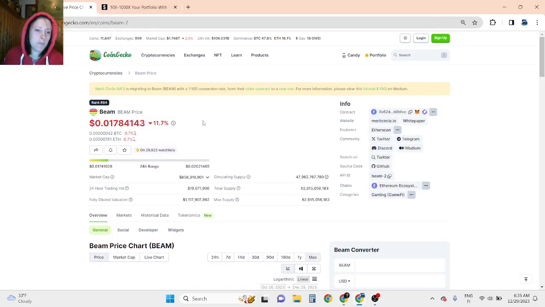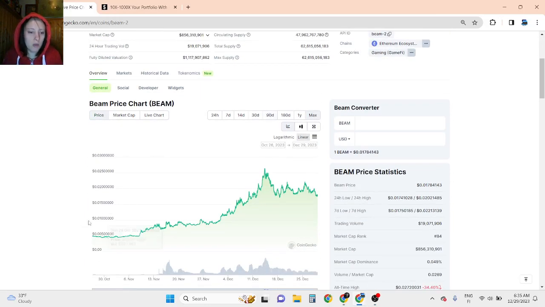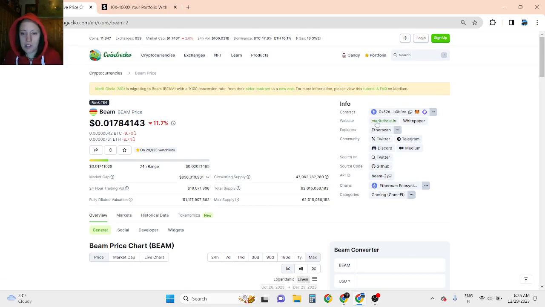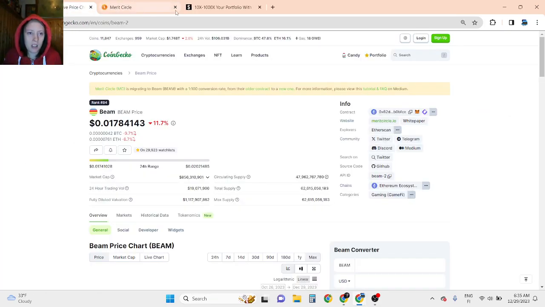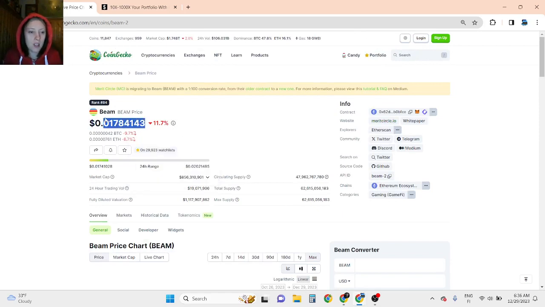This is Beam Price Prediction 2024. And Beam has made almost 5x, even more than that, from here to here right now. Because this is part of the Merit Circle and ETH scaling gaming project, I believe this is definitely a 10x to 50x opportunity.